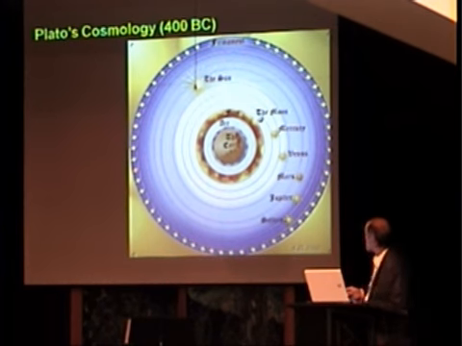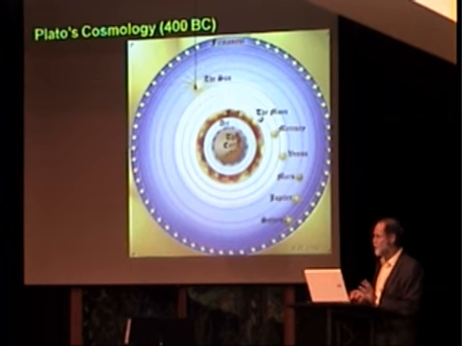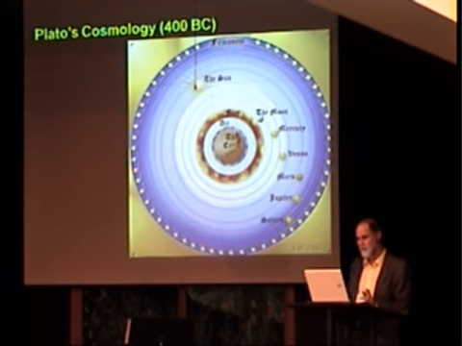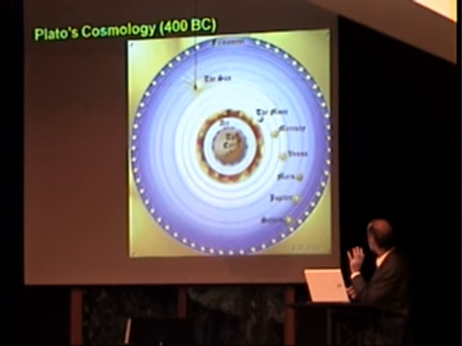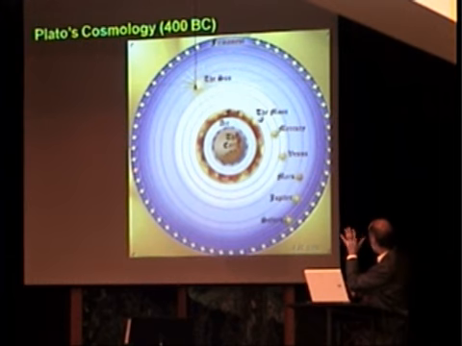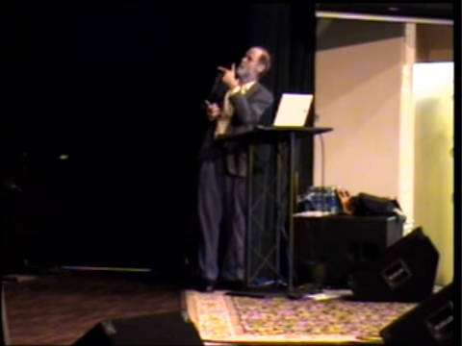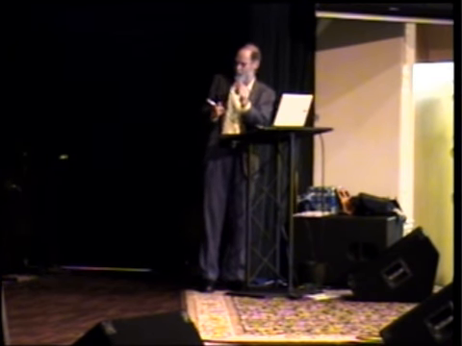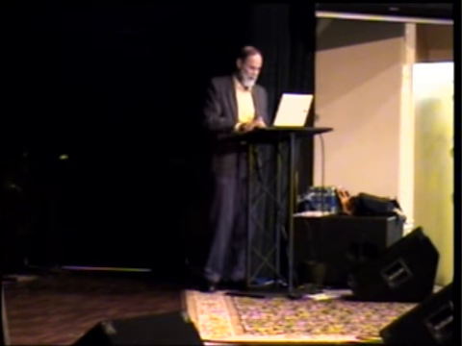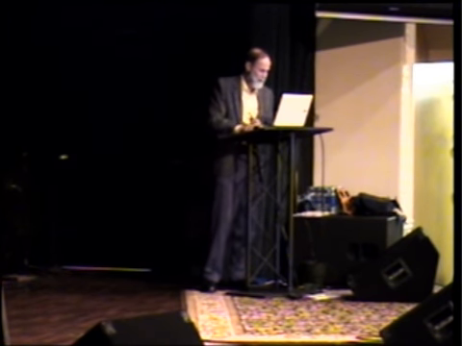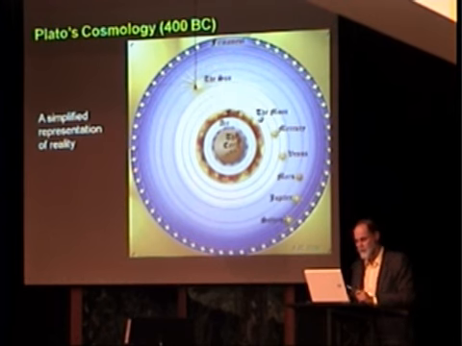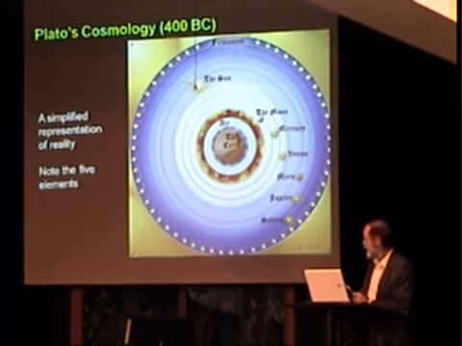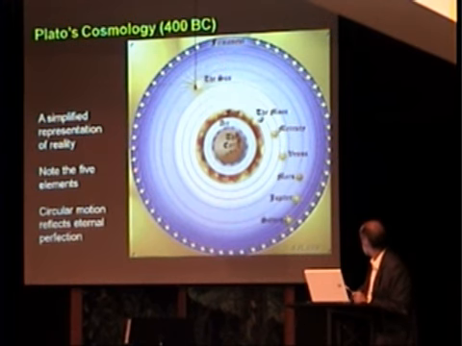And it was thought, if you want a physical model, that these were like glass shells, and that these shells would rotate amongst each other so that you have a fixed outer shell, but then you have shells moving at various speeds. So this is Plato's cosmology before 400 BC. It's a simplified representation then of reality. Note the 5 elements that I've discussed there.